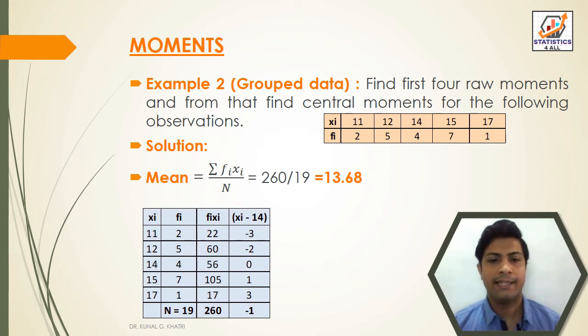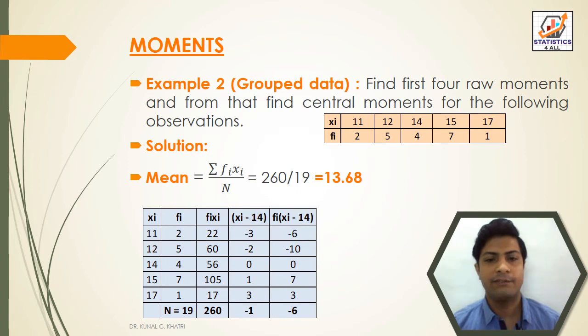So here Xi minus 14, where we have taken a as 14. So 11 minus 14 is equal to minus 3, 12 minus 14 is equal to minus 2, 14 minus 14 is equal to 0, 15 minus 14 is equal to 1, then 17 minus 14 is equal to 3. Now we take the sum of Xi minus 14, we get the value minus 1.